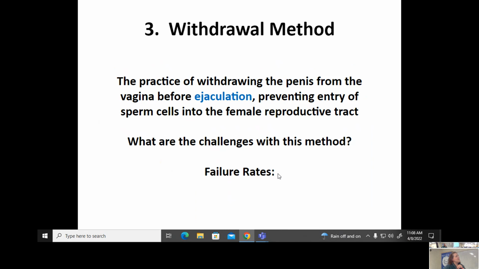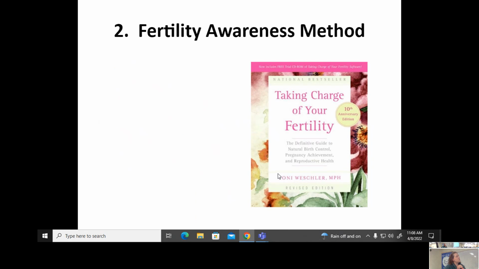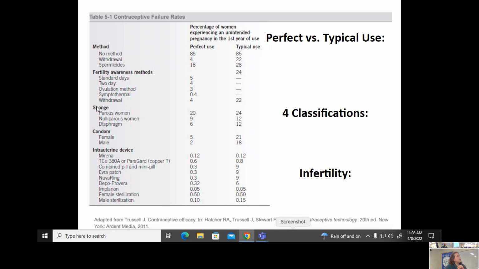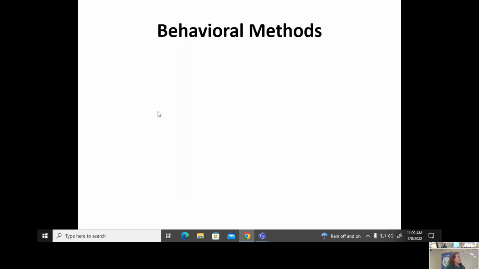But that's listed here in the chart, sponge, as these two. And they work a lot better if you have not previously had a vaginal birth. If you have, they tend to not fit as well. But it is a pretty good option.